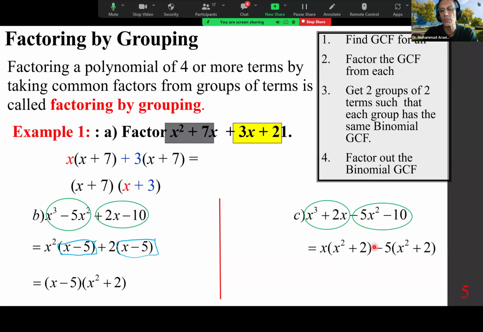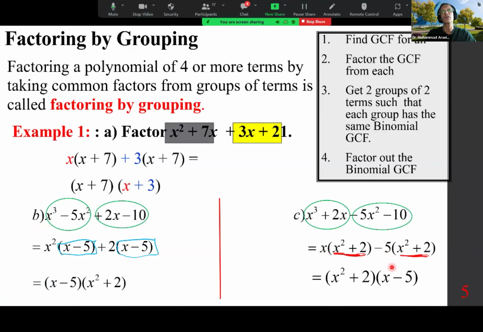Remember, these two must be identical, and they are. So it's important to have this one the same as this one. So the answer is what's in common, which is x squared plus 2. From the first piece, we get the x out. From the last piece, negative 5, and we are good to go.